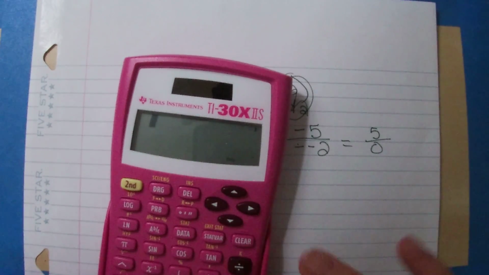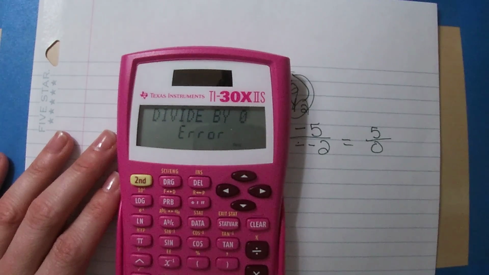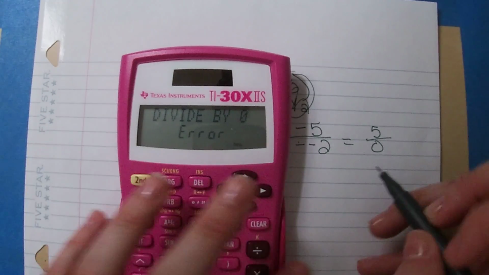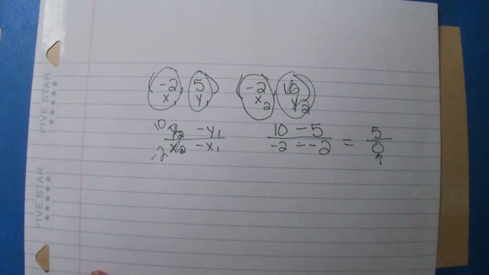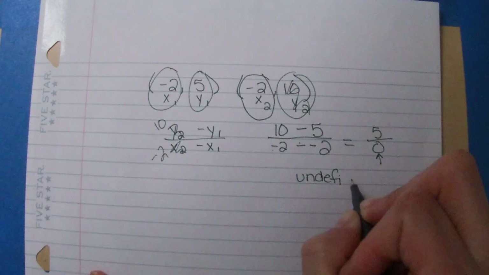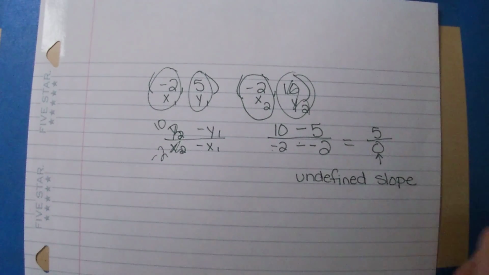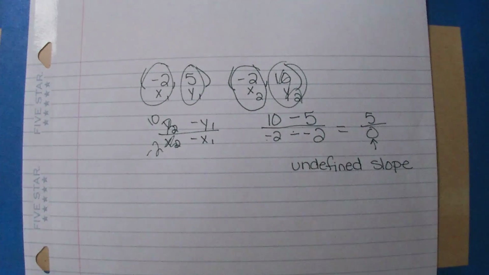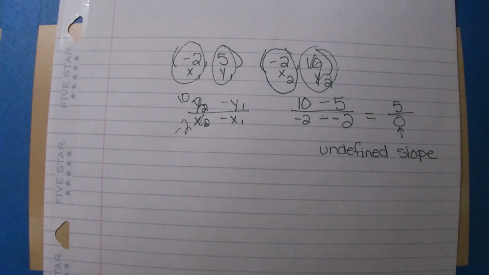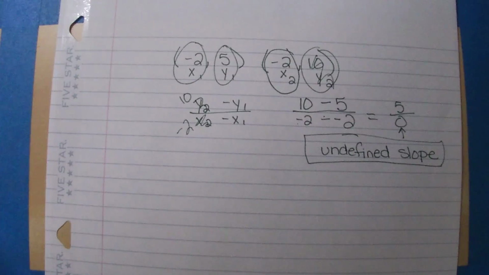So if I put into my calculator 5 ABC 0, I am going to get this error. Because when 0 is on the bottom, this is our undefined slope. Fractions cannot have 0 on the bottom. Okay, so 0 on the bottom is our undefined slope. So that's what we would say. In Aleks, you would be able to click the words undefined slope.